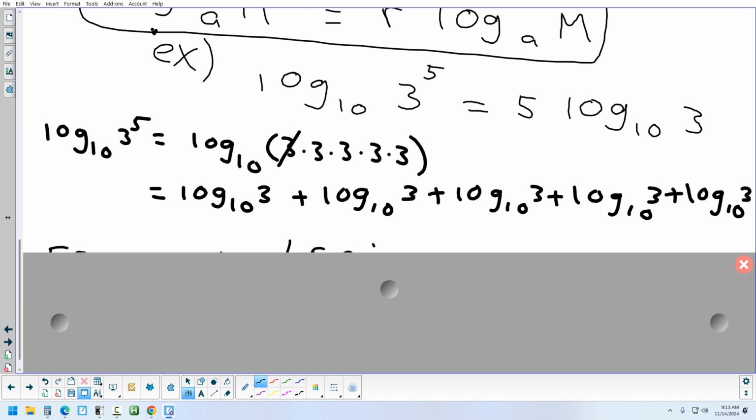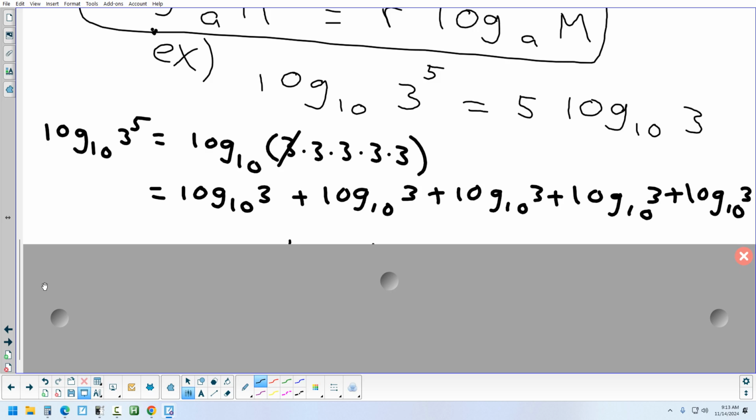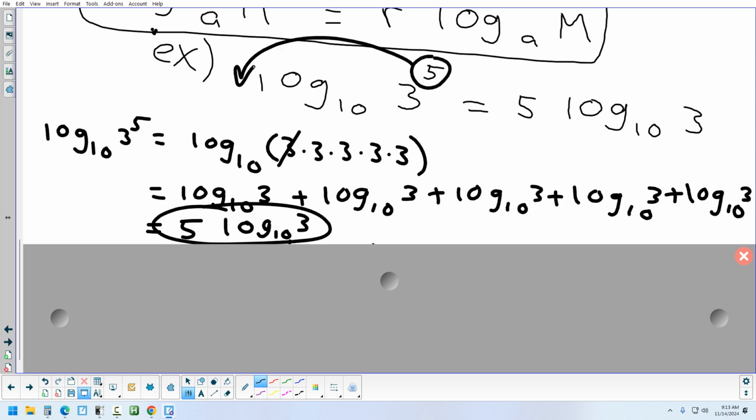So now look at what we have here. We have log base 10 of 3, and we have how many log base 10 of 3s? Yep, we have 5 of them. So if you add them all together, you're adding 5 of the same thing. So if you did x plus x 5 times, you'd call it 5x. When you add 5 of those together, it's 5 of the log base 10 of 3s. That's why the short way to think about it is the exponent ends up moving in front.